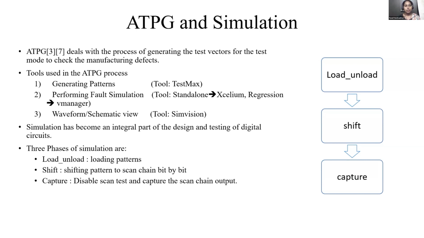So how does this process work? First, we generate the patterns, then we simulate them. You can call them test patterns or test vectors; they are one and the same. So we generate a test pattern, a test bench, then we simulate them depending on the fault model.